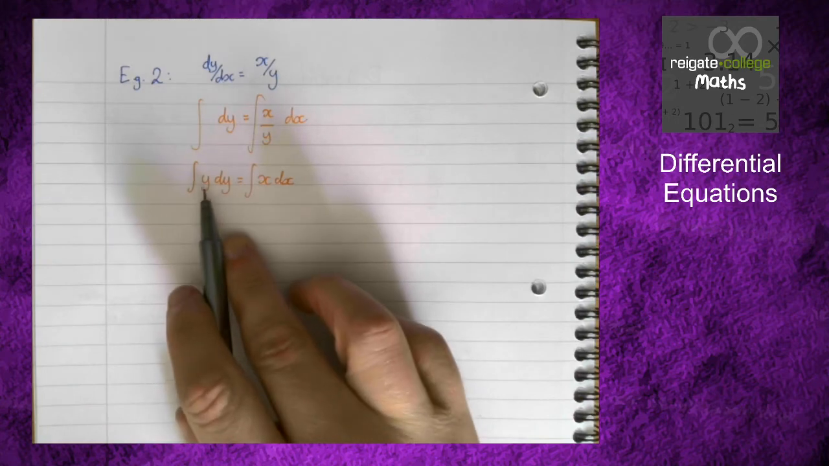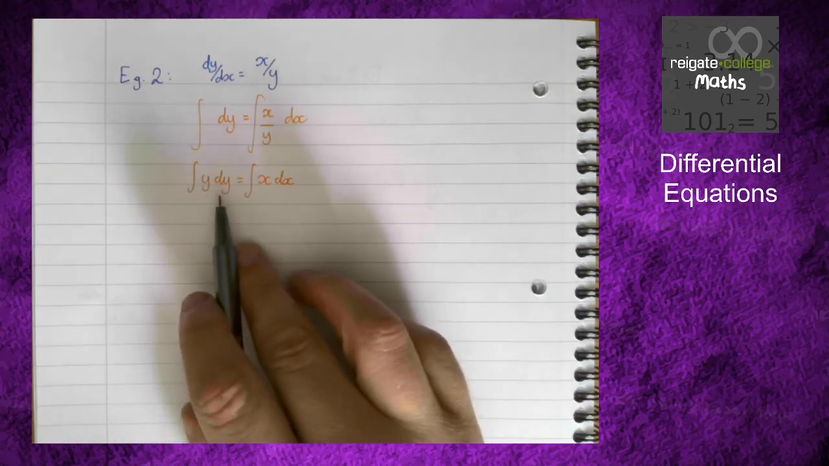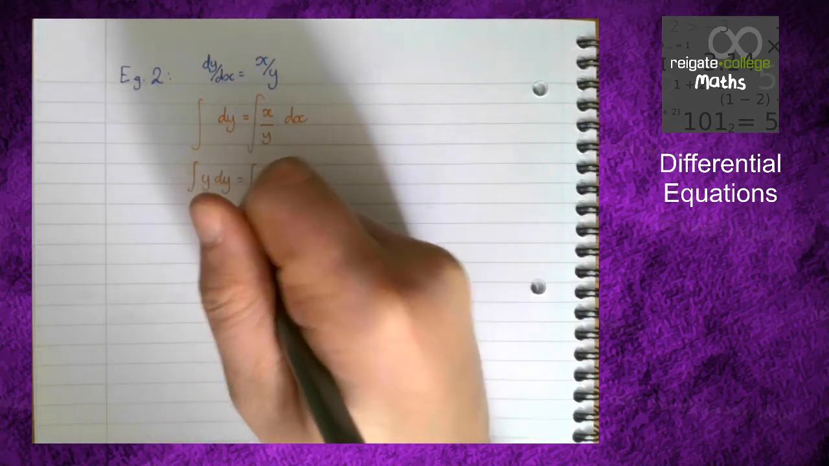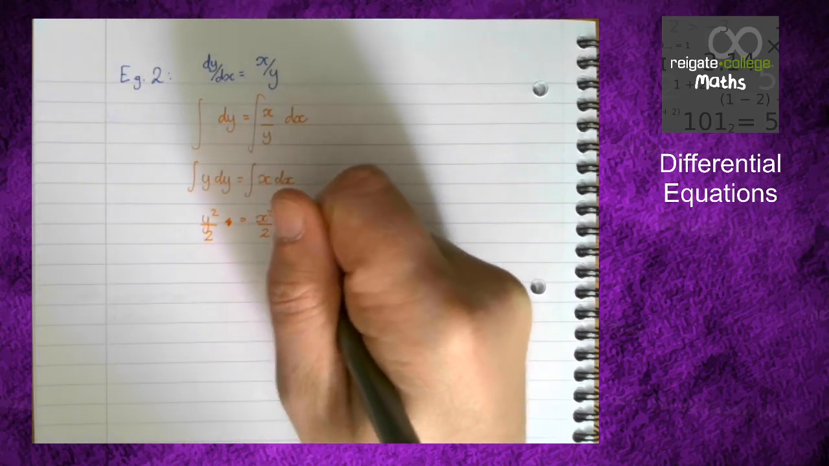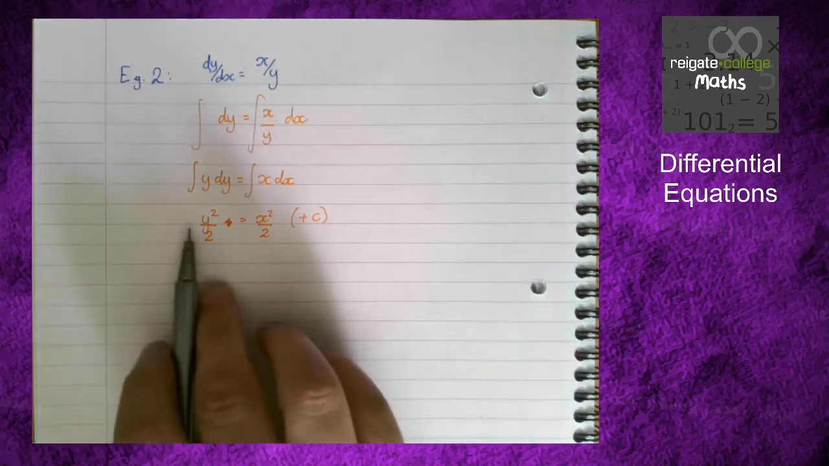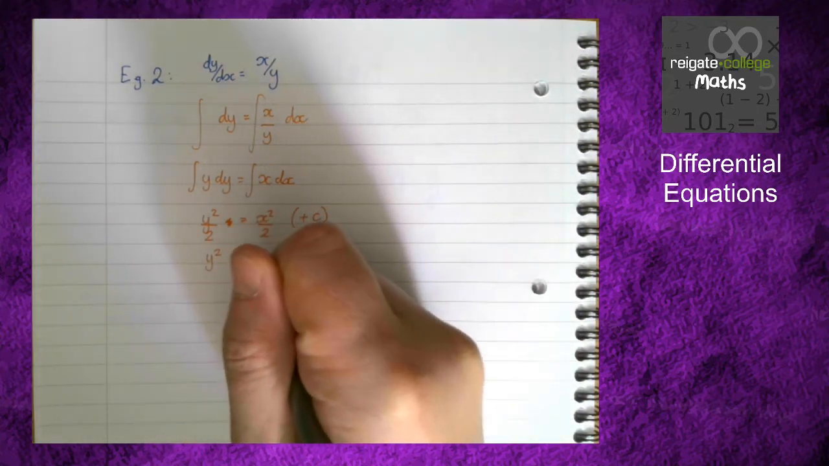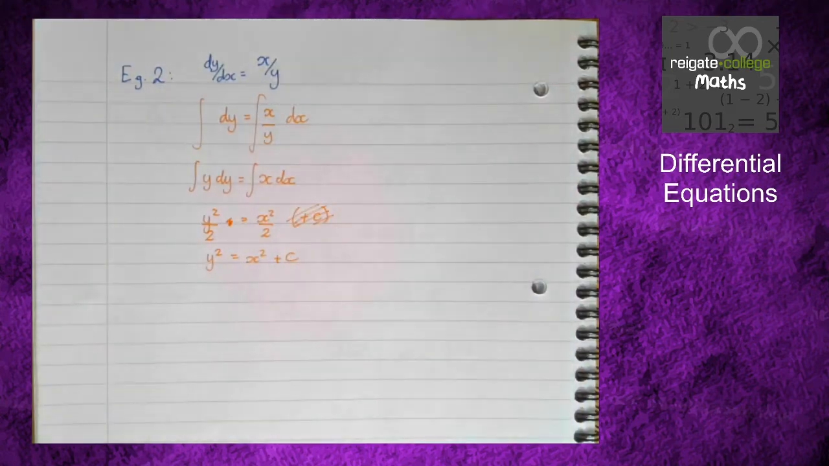We integrate both. Because we're integrating with respect to y, this doesn't pose any problems. So this is just y squared over 2 equals x squared over 2. Now I'm going to put the plus c in brackets there, and I'll explain why when we're done. Because now we need to simplify and multiply through. Now I stick my plus c on the end.